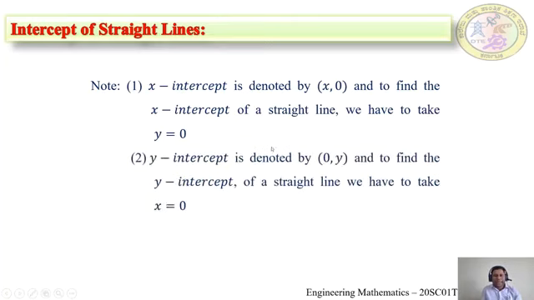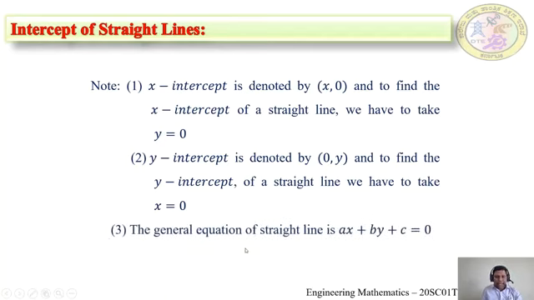Similarly, the y intercept is denoted by (0, y), and to find the y intercept of a straight line we have to take x equal to 0. Same case: for the x intercept you take y equal to 0, and for the y intercept you take x equal to 0, and it is denoted by (0, y). x is 0, only the y value comes. If you want to find the y intercept of a given straight line, we have to put x equal to 0.